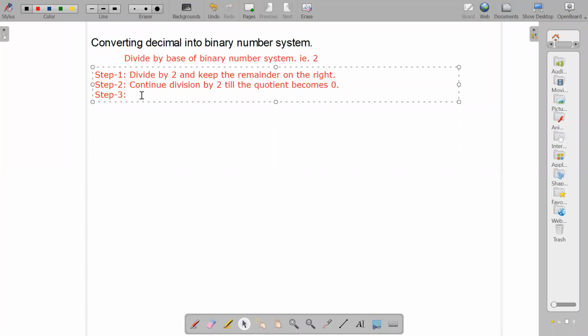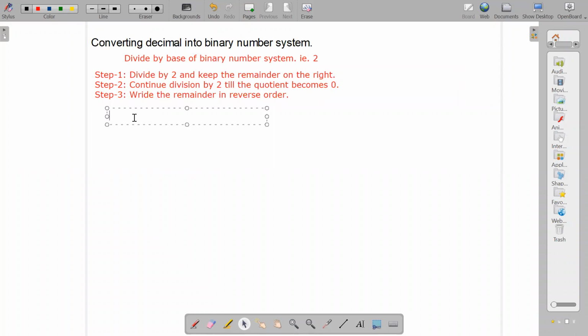Now, third step, write the remainder in reverse order. Okay. Now, I will show you one example.